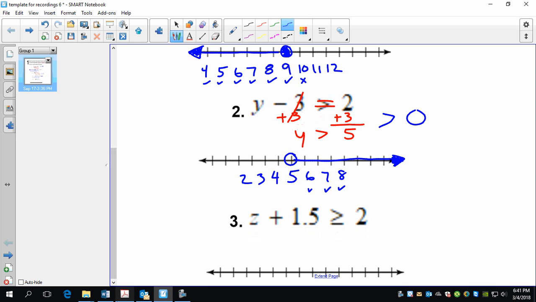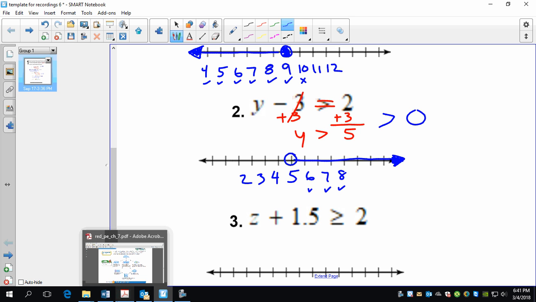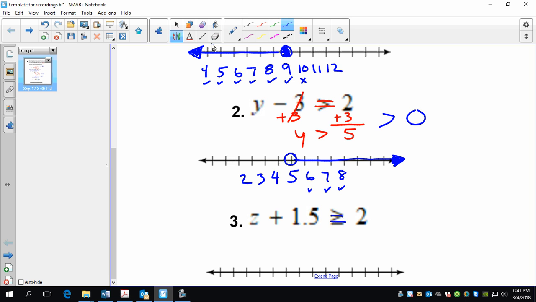Last one, number 3, z plus 1.5 is greater than or equal to 2. Again, turn that into an equals. Z plus 1.5, so we want to subtract 1.5, subtract 1.5, we're going to get 0.5. So z is greater than or equal to 0.5.